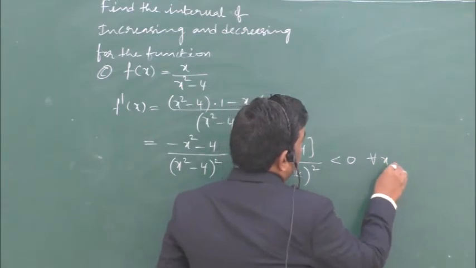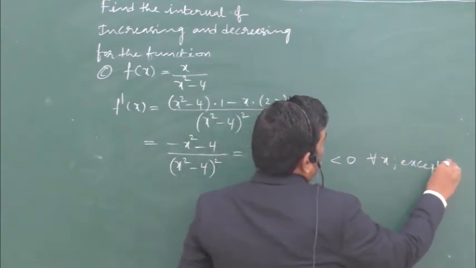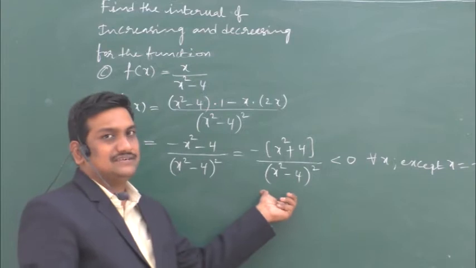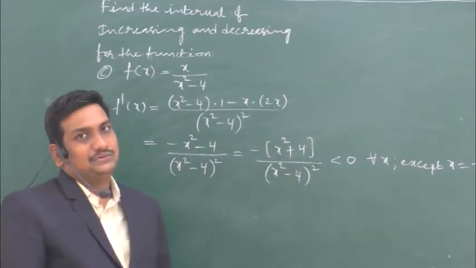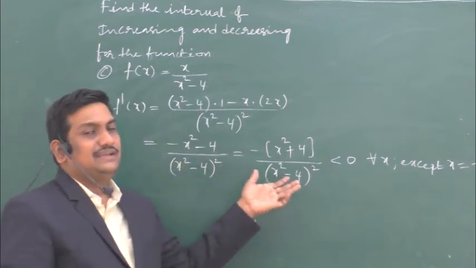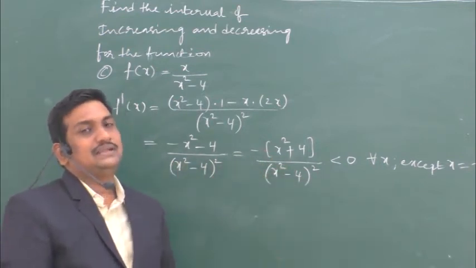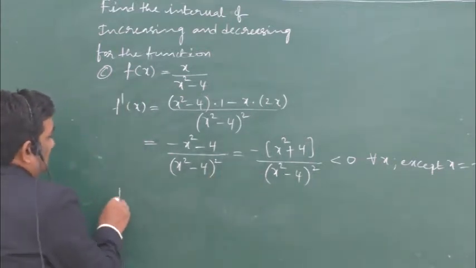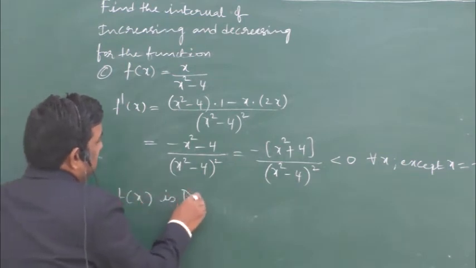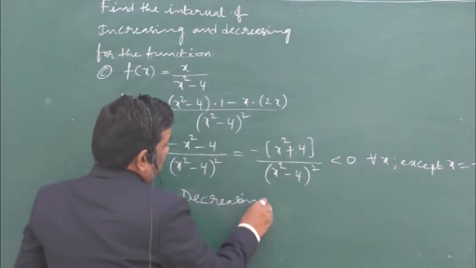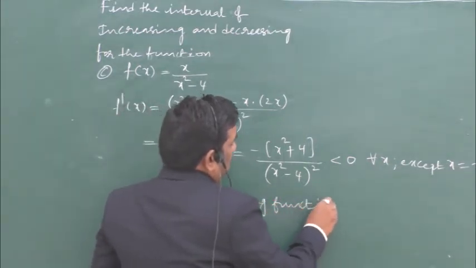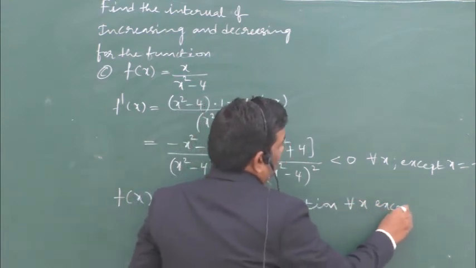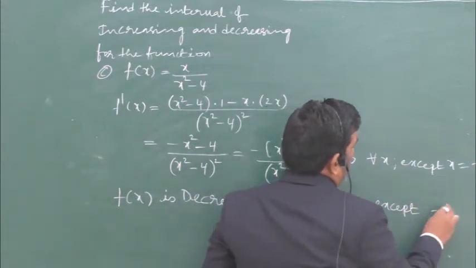For all x except x equals to -2, 2. For -2 and 2, it does not exist. For all the other values, this is a negative quantity. Since this is a negative quantity for all the x values, you can conclude that the function is a decreasing function in the interval. So the function is a decreasing function for every x except -2, 2.